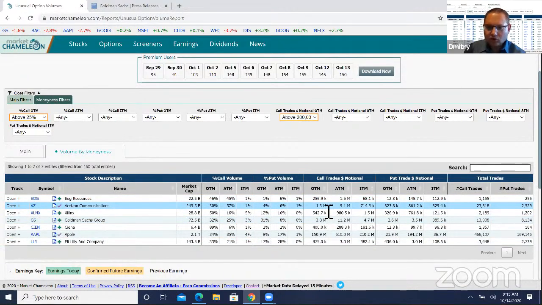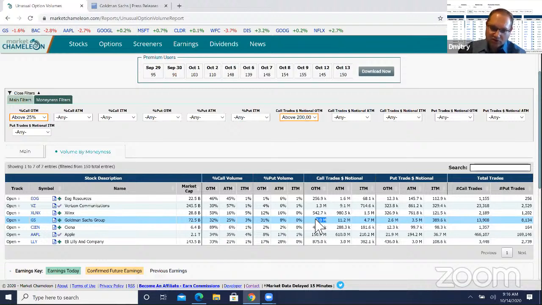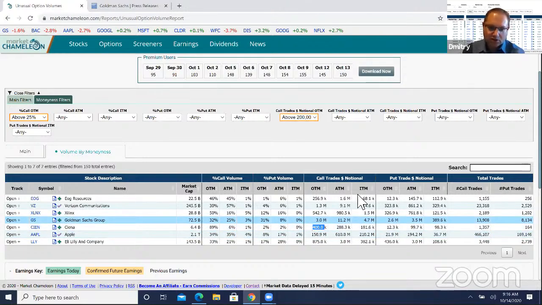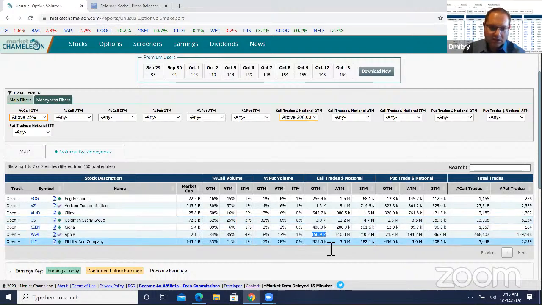Verizon, $1.3 million worth of out of the money calls traded yesterday. XLNX, $542,000 worth of upside calls. Goldman Sachs, $3 million. So we just looked at actually Goldman Sachs, $3 million worth of upside calls traded. Sienna, $400,000 worth of upside calls traded. Apple, $150 million worth of upside calls traded. And Eli Lilly, $875,000 worth of upside calls traded.